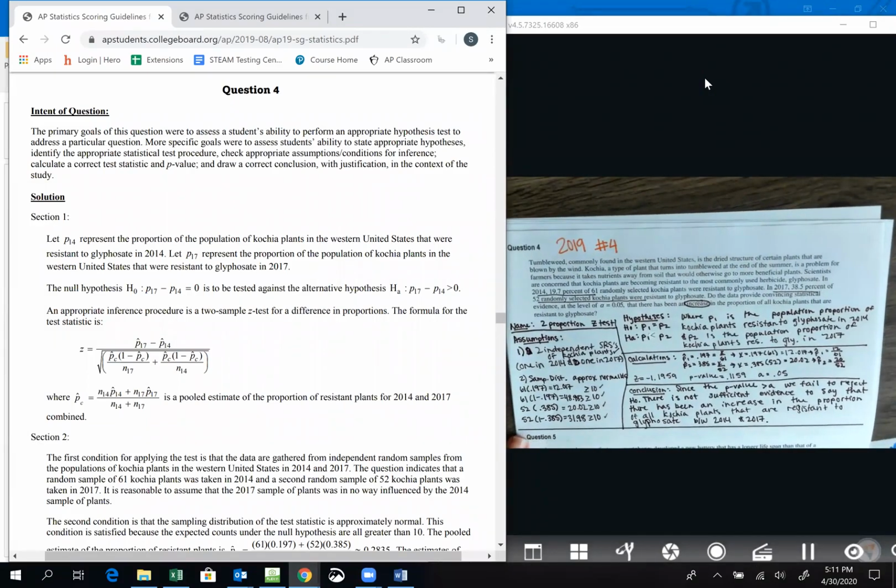Okay, this is question 4 in the packet. 2019, number 4 is where it originally came from. This was a straight up hypothesis test beginning to end. Specifically, it was a 2-proportion z-test. But there was a slight trick to it. We'll get to that in a minute.